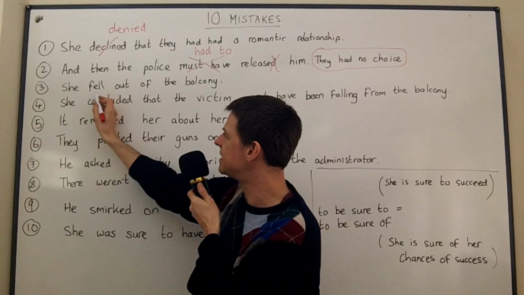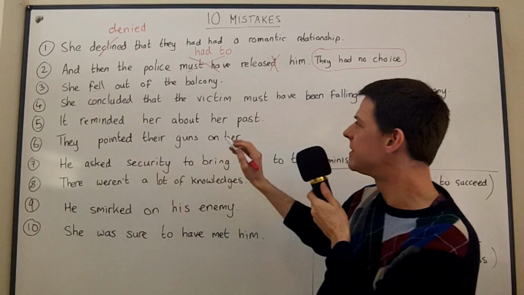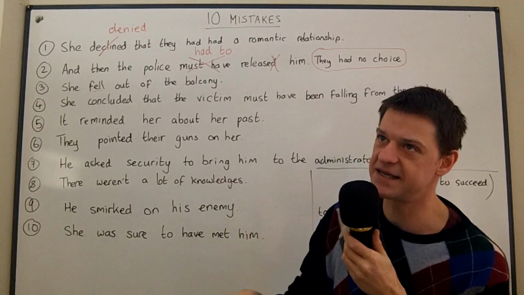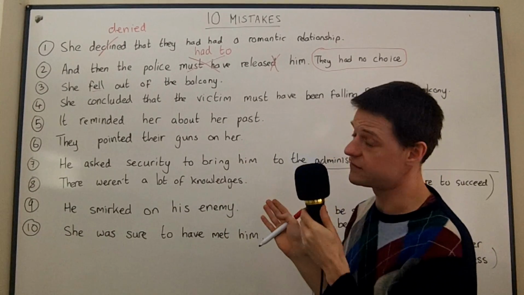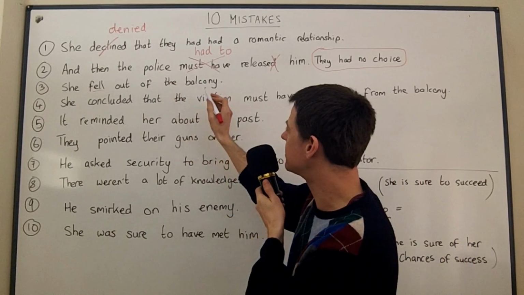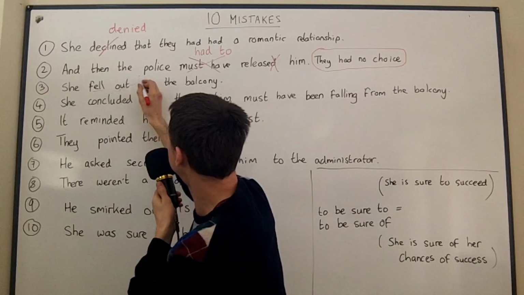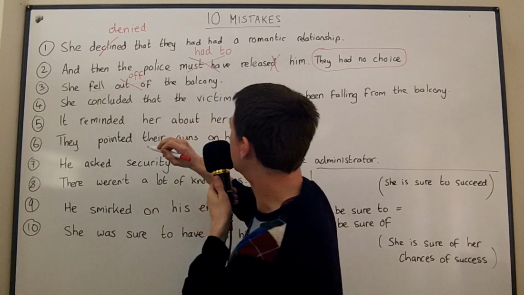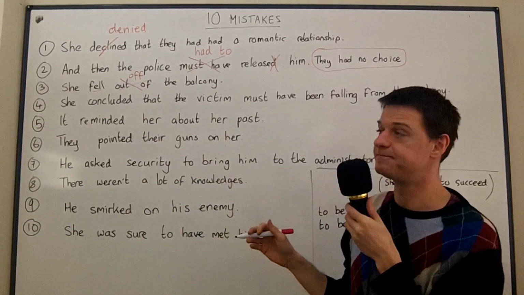Okay, number 3, there are a lot of problems with fall. Please remember that you can only fall out of something which you get into. And so you can fall out of a car because you get in a car. But you can't fall out of a balcony. You can only fall off the balcony because you go on the balcony. So she fell off the balcony.